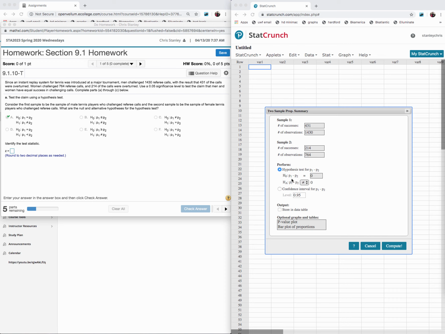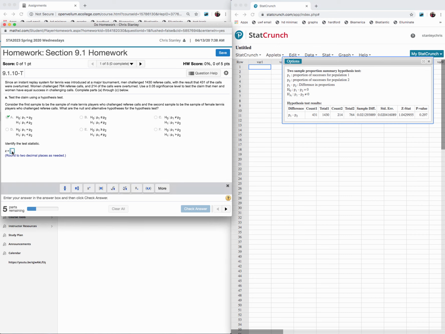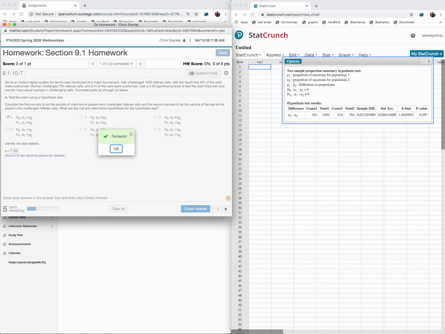So I have the data in here. That's my null. That's my alternative. And compute to get the z-score. So 1.04. We have to go to 2 decimals. 1.04. Okay, now the p-value is this over here, 0.297.